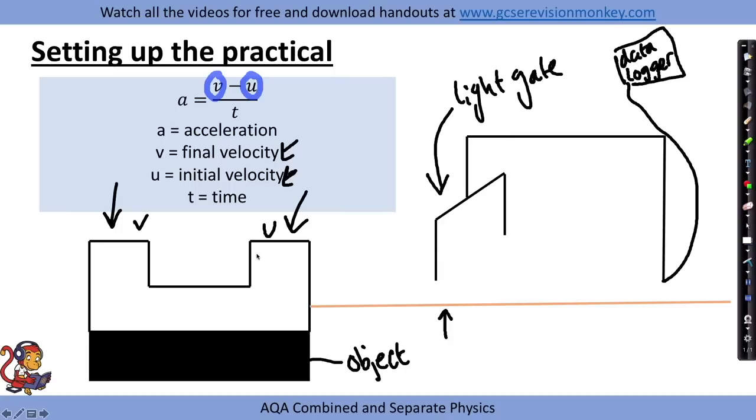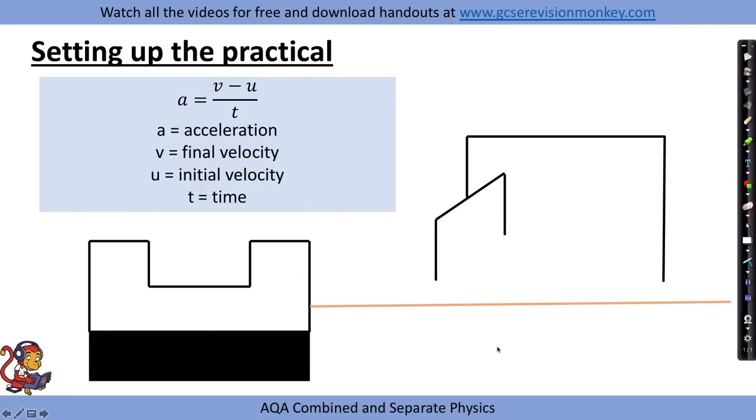So what we need to do is measure the width of these two pieces of card and put that information into our data logger, so it knows the width of card that's travelling through the light gate. That will then automatically calculate the speed of the card going through, and it will work out the difference in speed or velocity over time to give us a calculation of acceleration, and all of that will be done automatically.